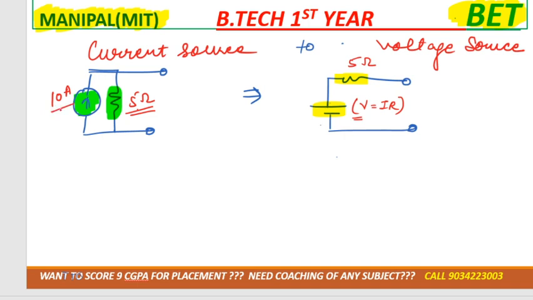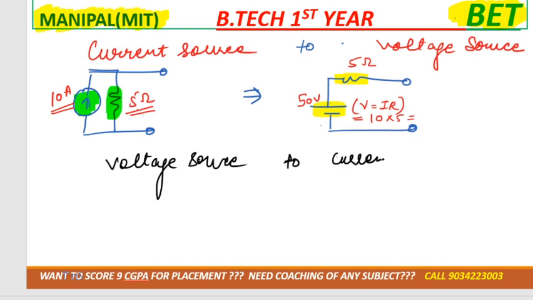I means current, how much is it? That is 10 ampere. Resistance is how much? 5 ohm. So the voltage is how much? 50 volt. Now I'm converting the voltage source back to the current source. Again the voltage source is there, which means the resistor must be connected in series. I'm taking the same values, 50 volt and 5 ohm.